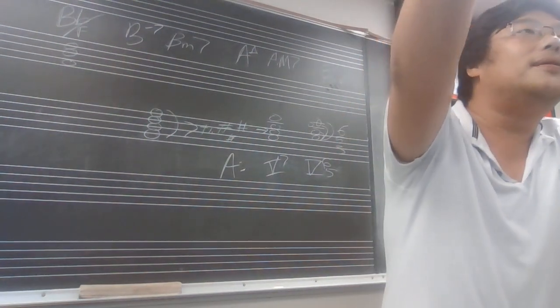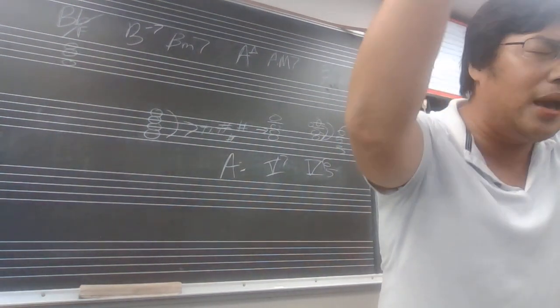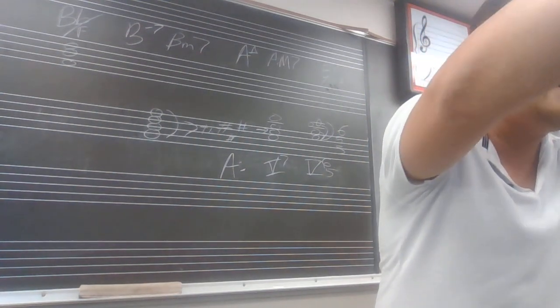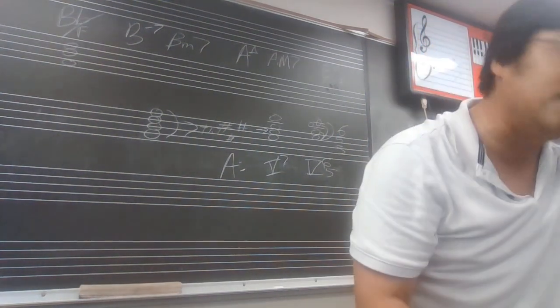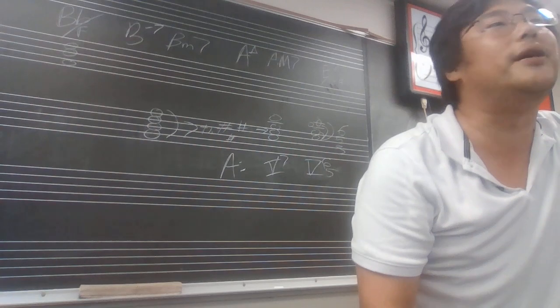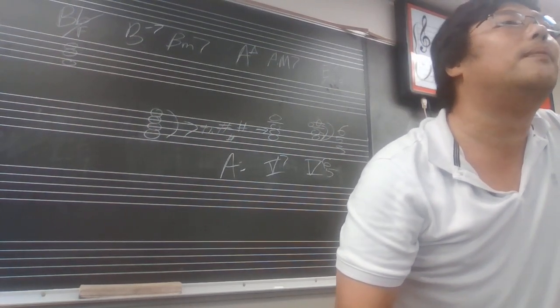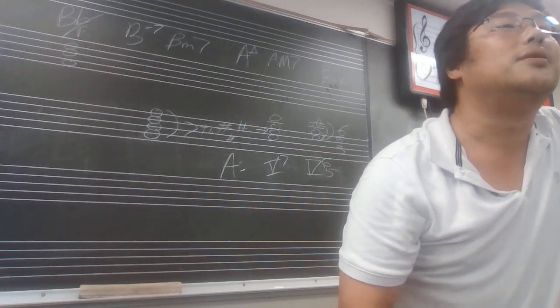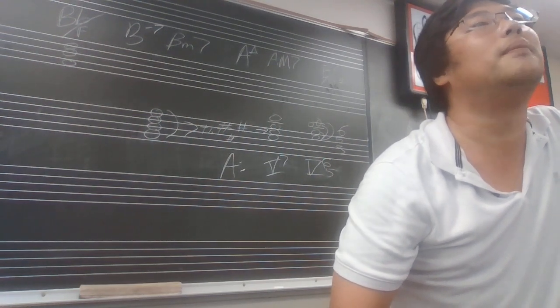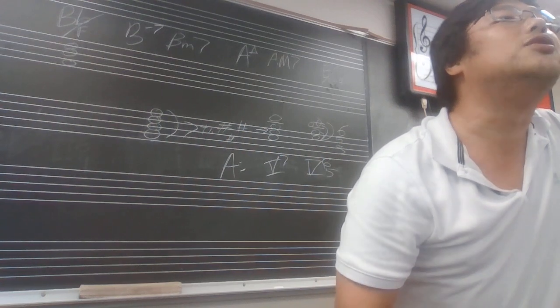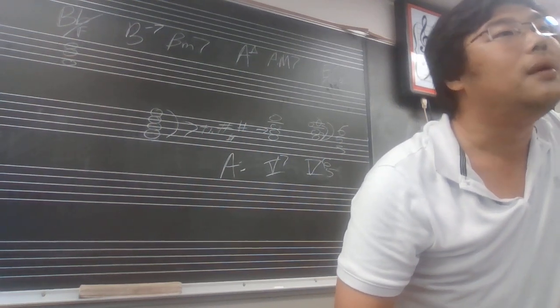You ready? From the top. Again, we say the name while playing only the downbeats this time. Ready? Look at the score. 3, 2, 1, go. C, E, D, C, C, E, D, C.